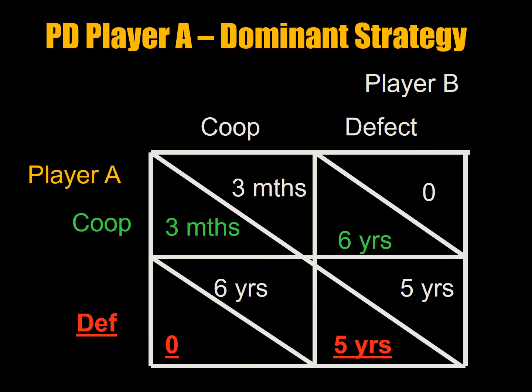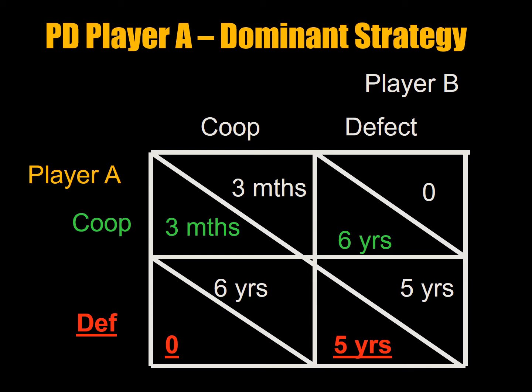So let's take a look here. For player A, there are two strategies: cooperation and defection. Player A can choose to cooperate and get the green payoffs, or choose defection and get the red payoffs. The way that we determine a dominant strategy is it's a strategy that is superior to the other strategy in terms of payoffs in every cell.